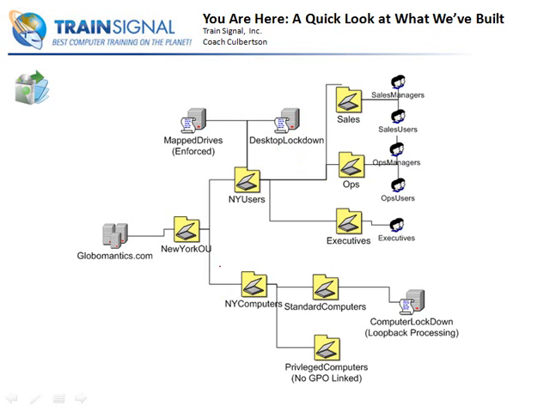Then down here in the computer arena, we have our standard computers, which has the computer lockdown side, which also has that loopback processing installed on it, which applies that extra user setting no matter who sits down at that computer. And last but not least, we also have our privileged computers, which has no GPO link, so any of the three machines that we put into here will not have any group policy actually applying to them. So that's what we have built so far. We got quite a bit of work done in a pretty short amount of time.